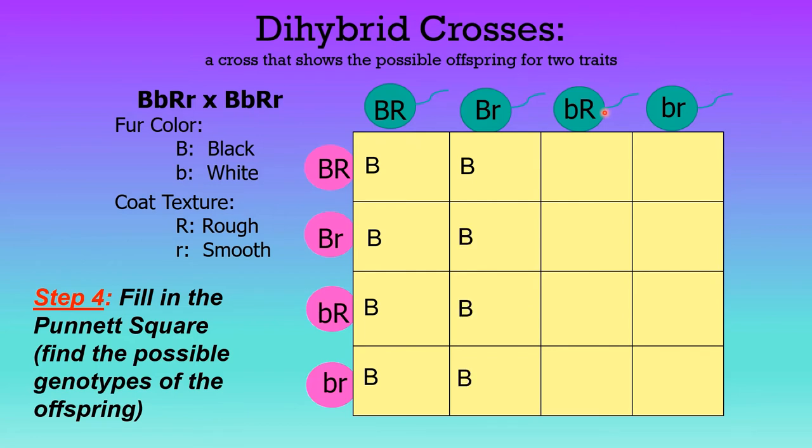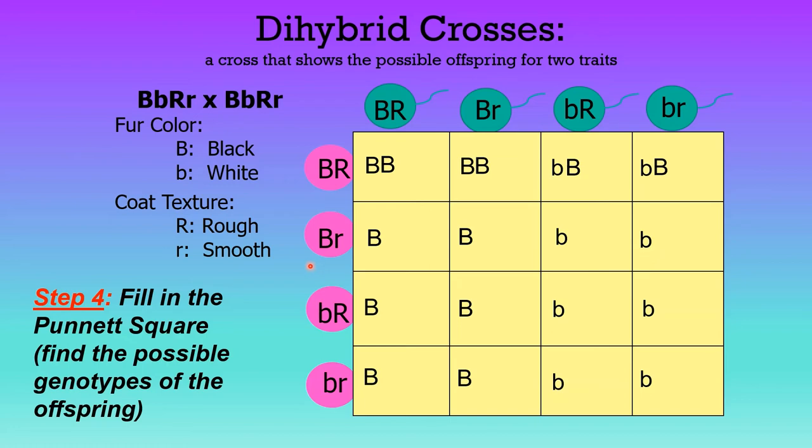Okay. Next, here we have the small b, so we'll fill in the column with all small b's. And here we have another small b, so we bring down that. And okay, so the next is we are going to get the B from the mother. So let's start from this big B, and we are going to fill in the whole row with all big B's.